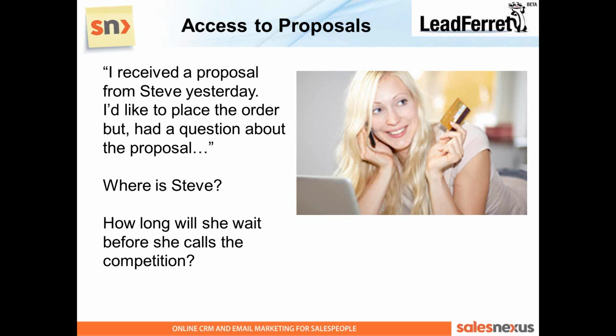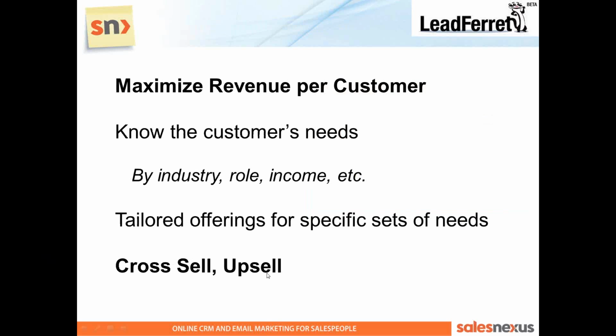This happens more often than you know. And it's easily avoidable. That's the good news, right? If you have access to those emails like we were just talking about, if you have access to the proposals that salespeople are sending out, then that receptionist can say, you know what, let me get somebody else on the phone with you because I've got a copy of the proposal right here, and take the order right then and there. Everybody's better off.